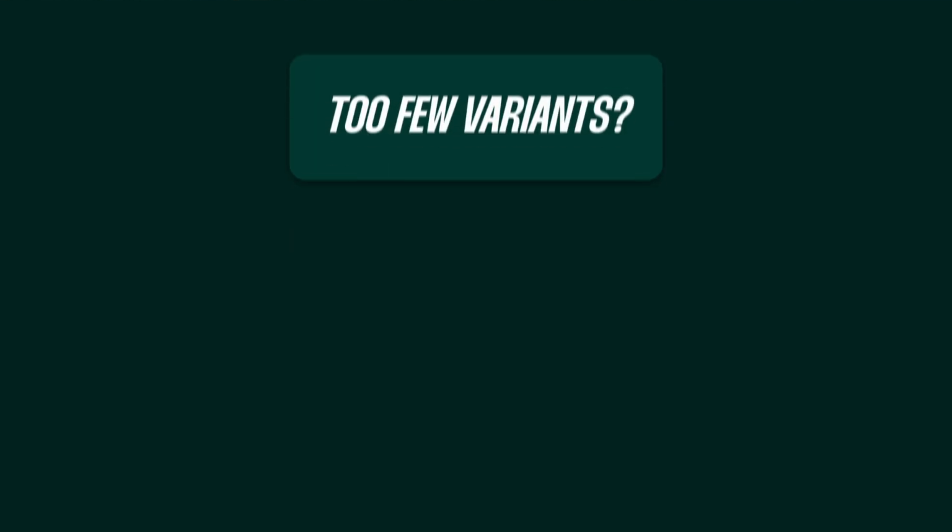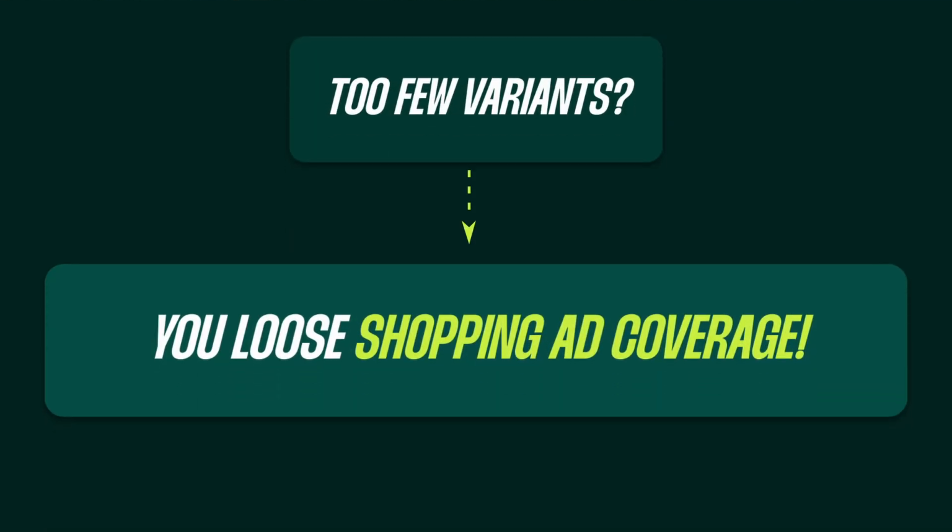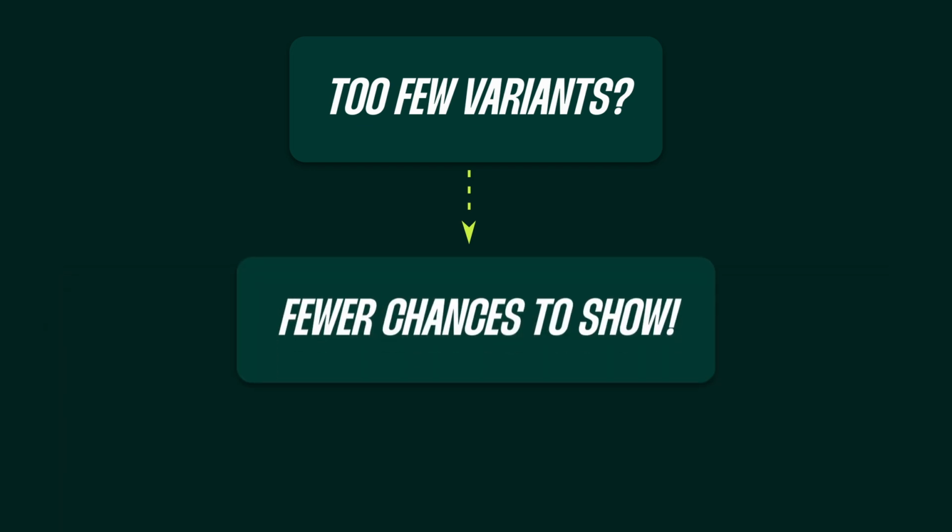The problem with going too far in the other direction where you have too few variants is that I see it again and again and again. Number one thing is that you lose shopping ad coverage. Fewer variants equals fewer chances to show. And you can get screwed by out of stock issues. If you're only advertising for the black size large t-shirt and it goes out of stock, even though all other sizes are available, Google will not show anything. And that's not nice.